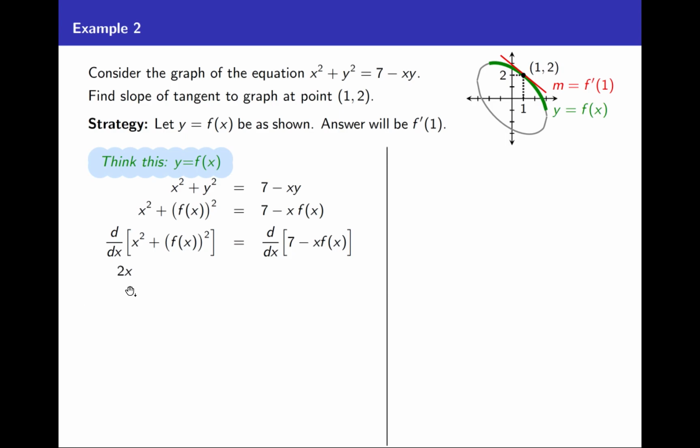On the left, the derivative of x squared is 2x. On the right, the derivative of f of x squared, as in the previous example, is 2 times f of x times f prime of x by the generalized power rule. On the other side, we take the derivative of 7, which is 0, but then we have to take the derivative of minus x times f of x, and for that, notice that we have to use the product rule. We take the derivative of minus x, which is minus 1, times the f of x, and then the function minus x times f prime of x. So right there was the product rule.